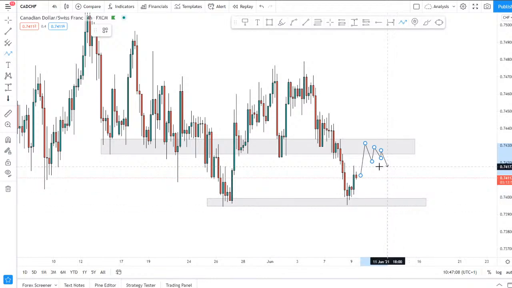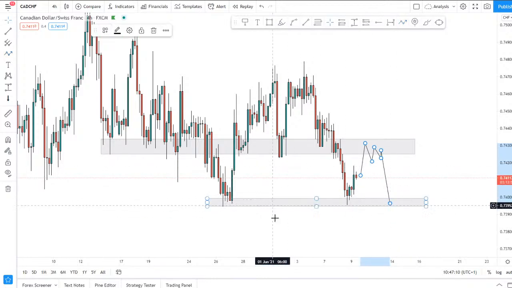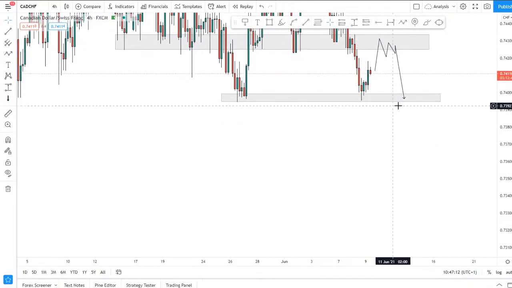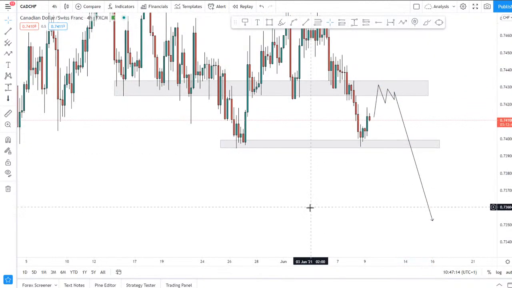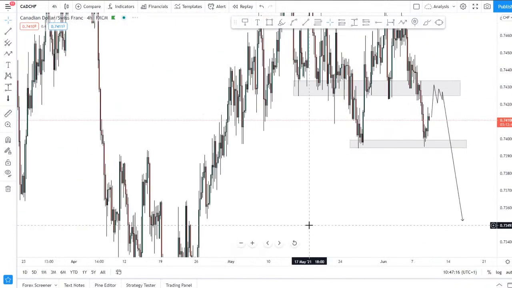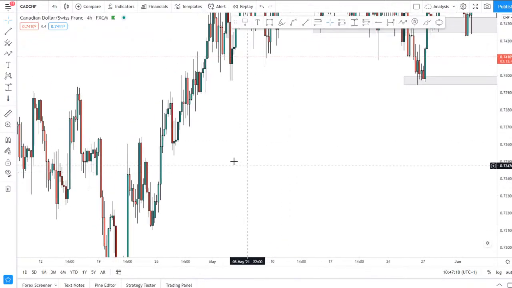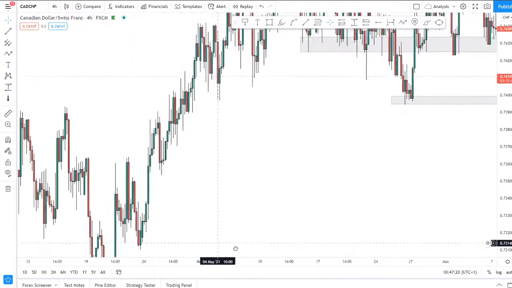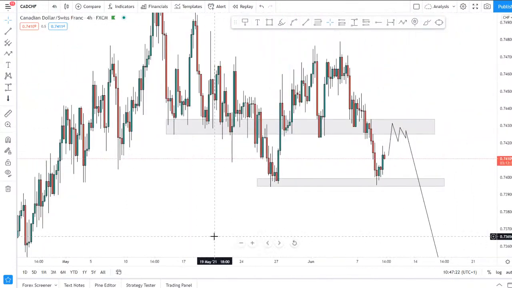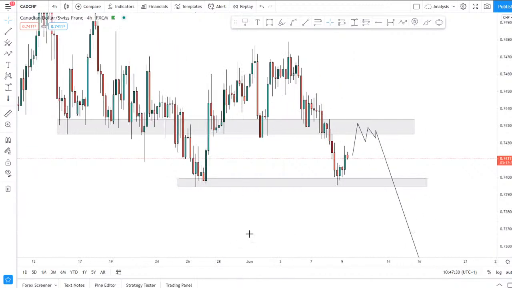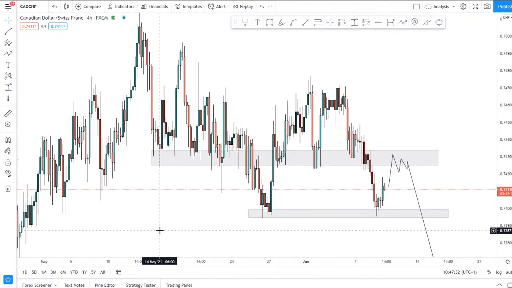We'll look to short from that area, anticipate a move back into that previous support there, and then of course if we can get a break, we'll look to hold onto that trade a little bit further and maybe target some areas within that move to the upside. But yeah, my bias is to the downside for CAD CHF, which again does play into the idea that CHF is going to see some strength over the next few days and maybe weeks as well.